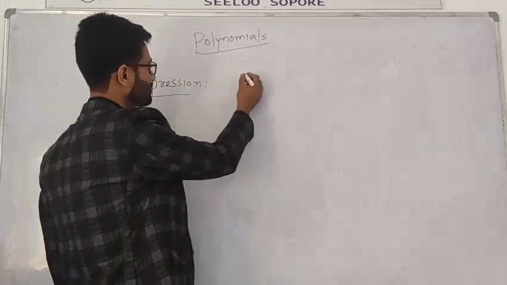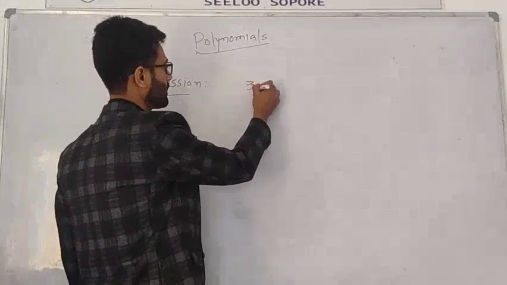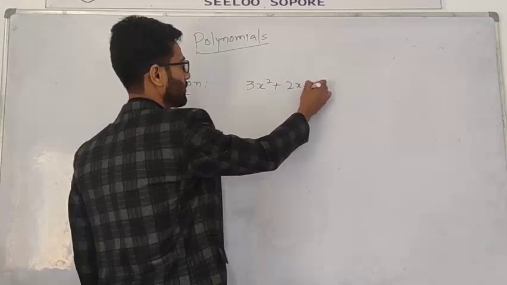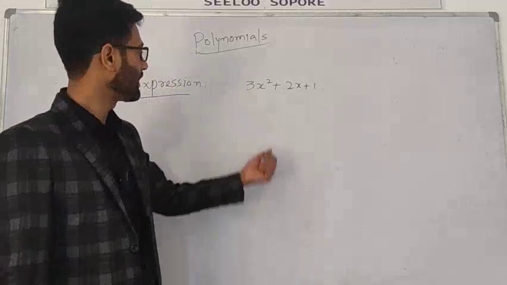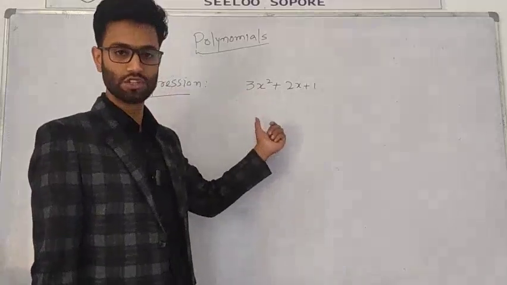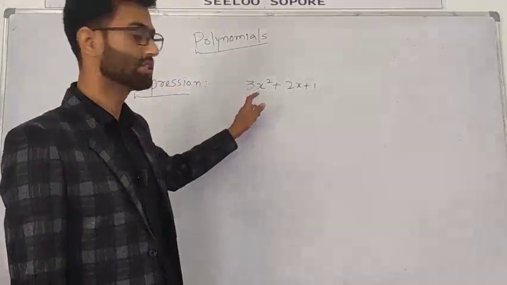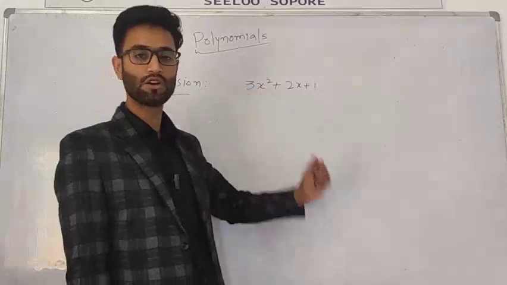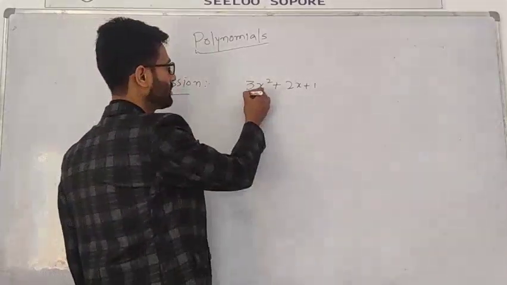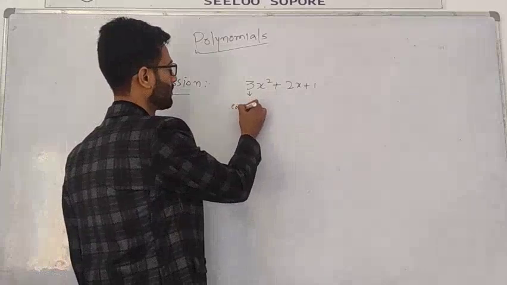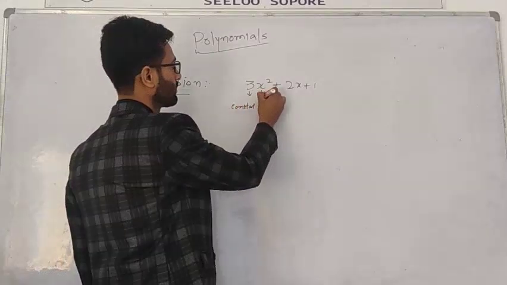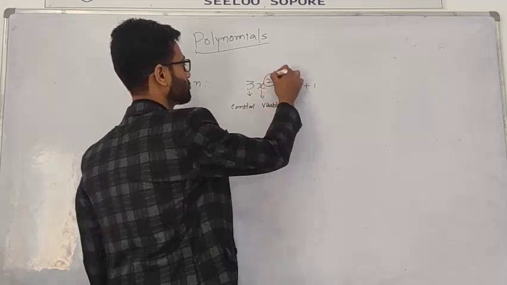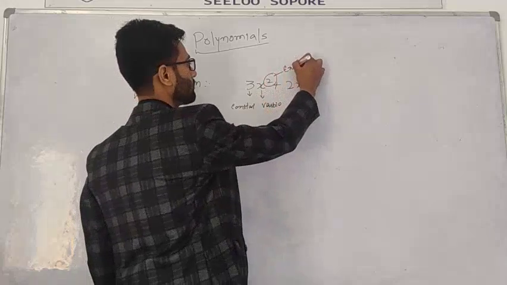An expression, for example, we will write 3x squared plus 2x plus 1. We see that here we have three terms which are made up of variables and constants. So an expression is that which is made up of variables and constants. We see that 3 here is a constant, x squared, x is a variable and it has an exponent 2.